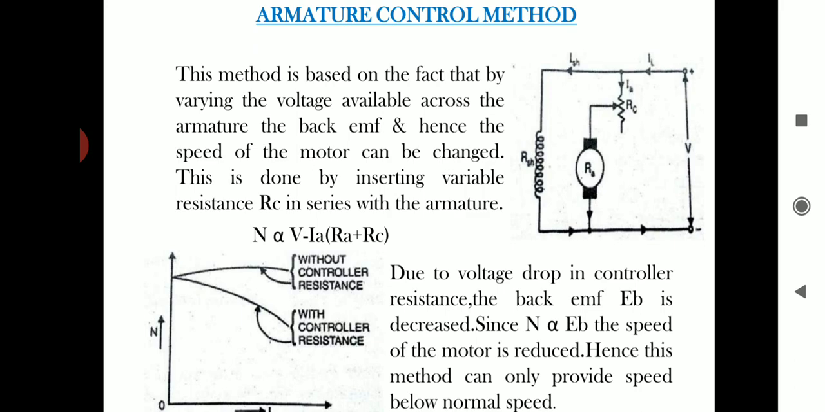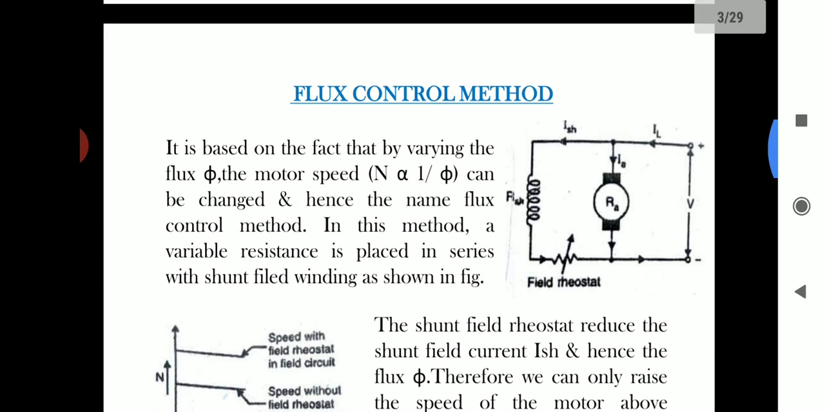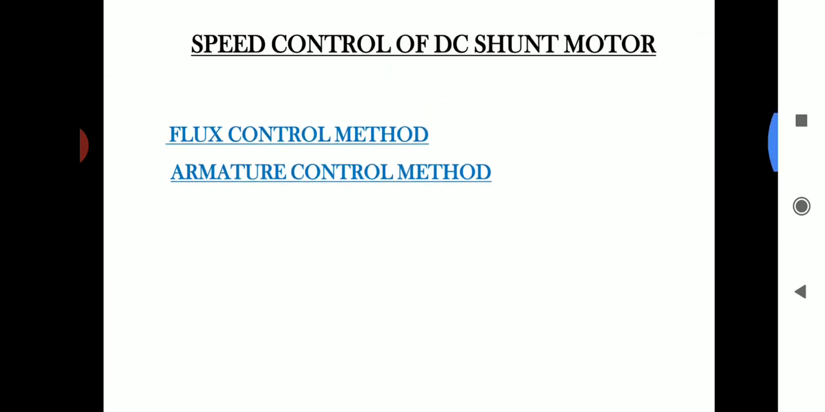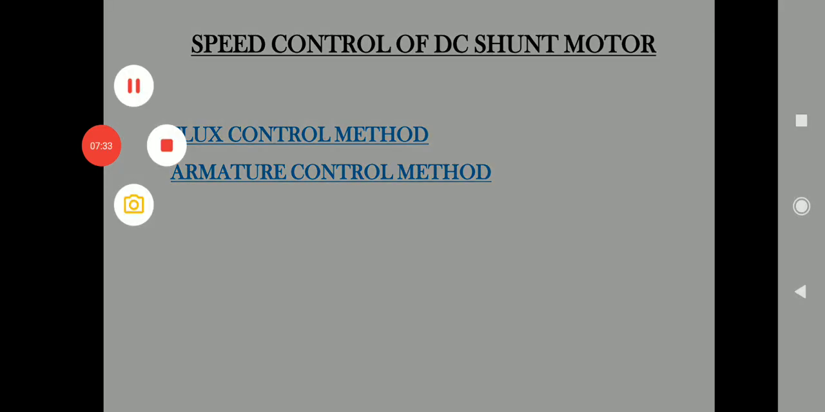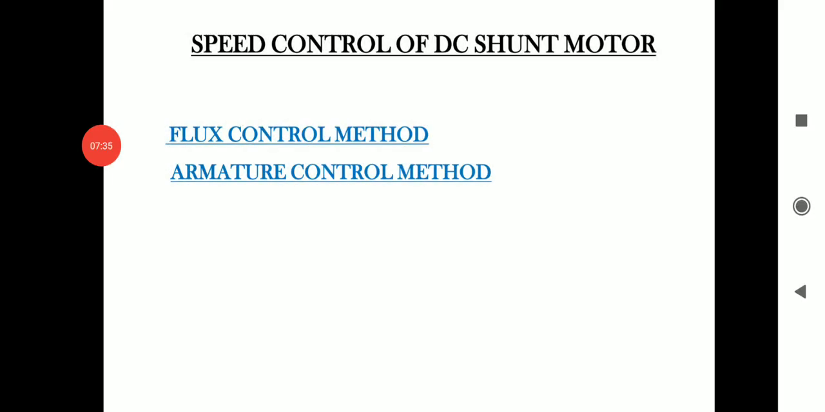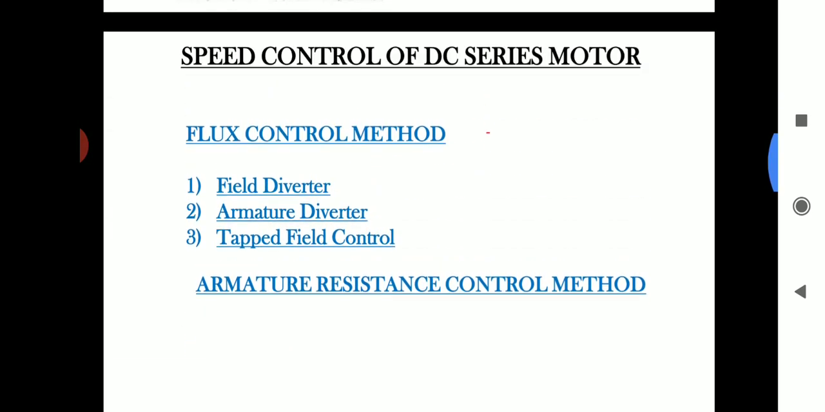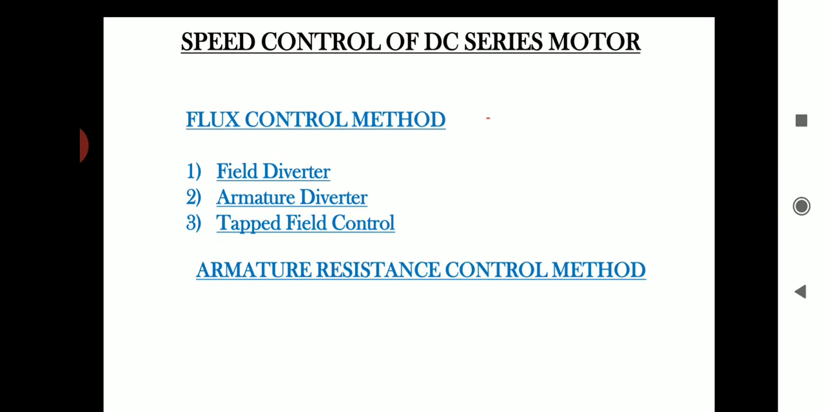So these are the two methods. First we have seen the flux control method. So we have covered this topic, speed control of DC shunt motor, by two methods: one is the flux control method and the other is the armature control method. We'll see the speed control of DC series motor in our next video. This topic, speed control of DC series motor, we'll see in the next video lecture.